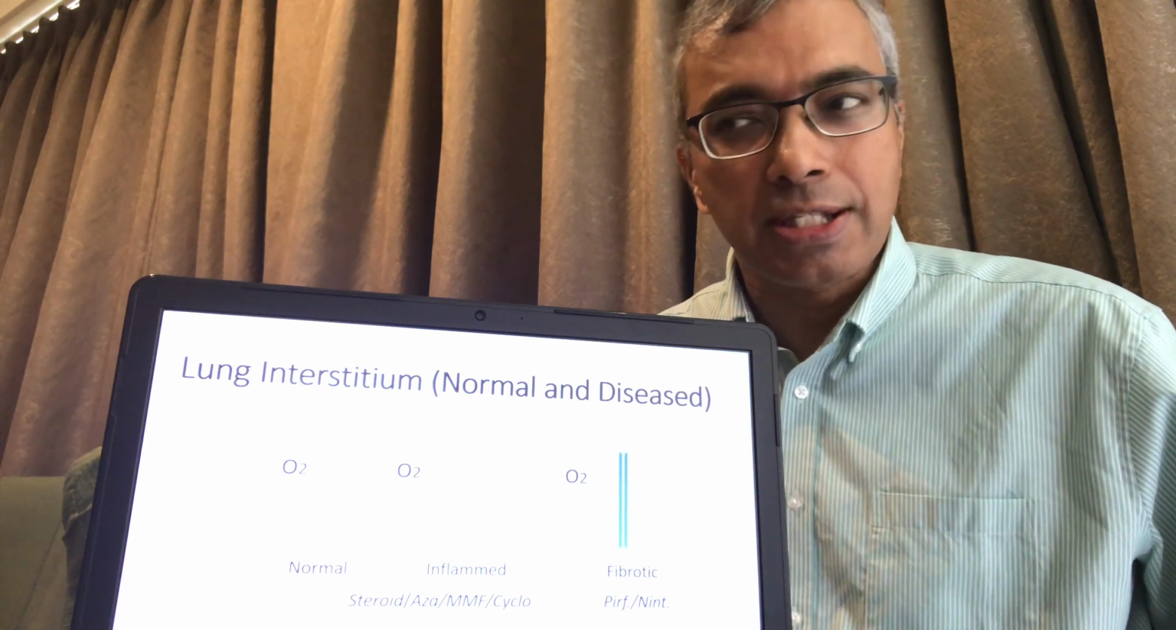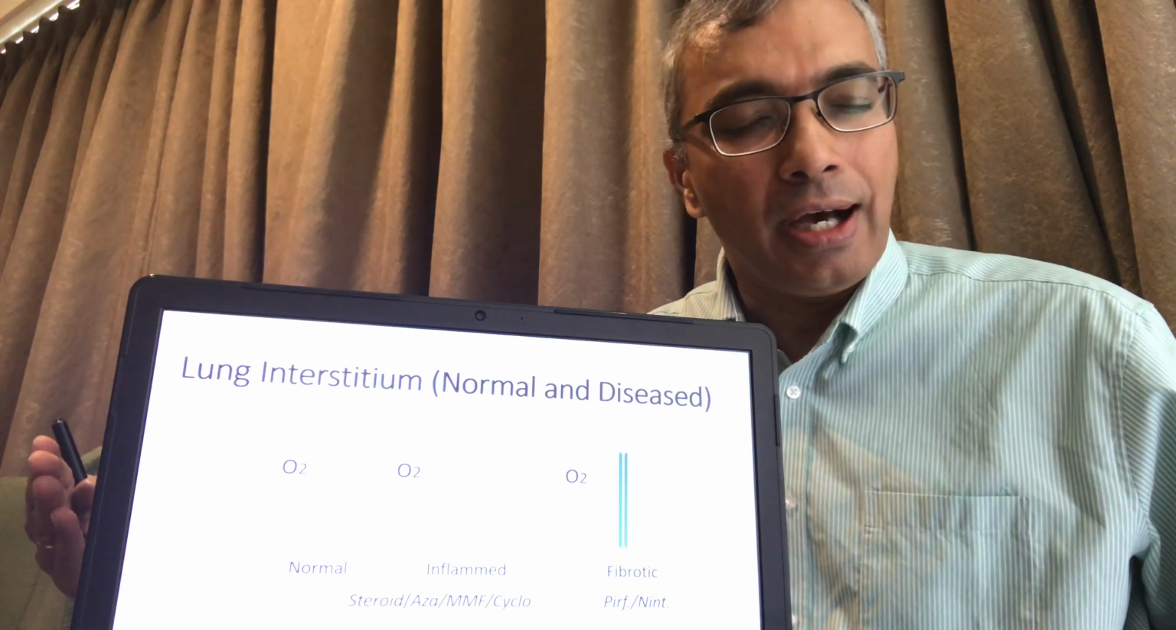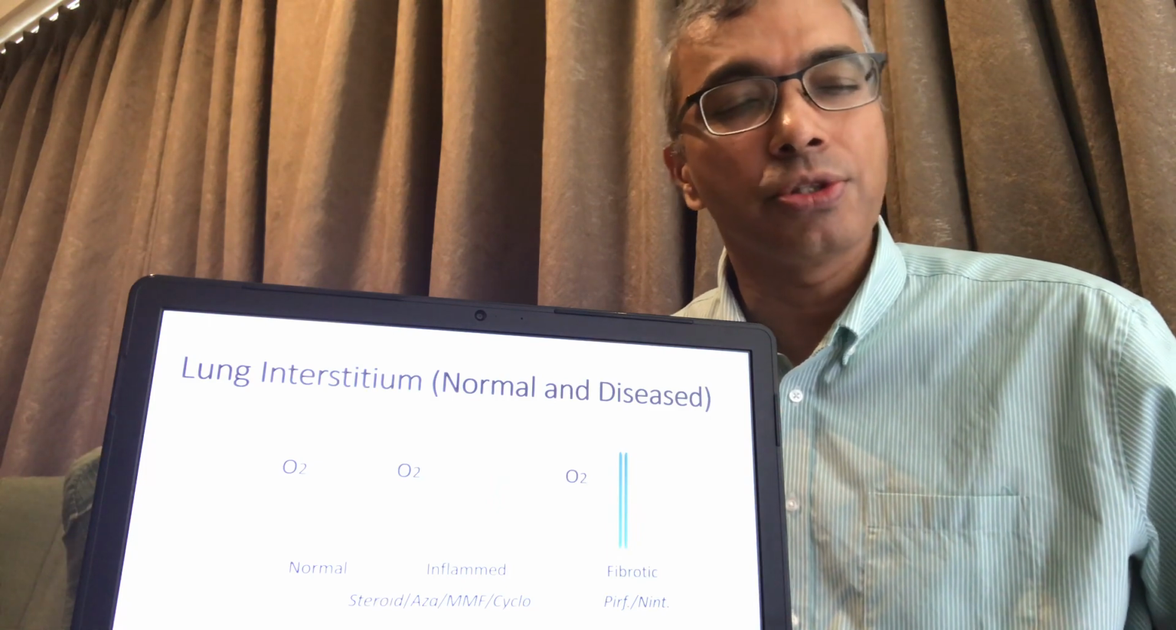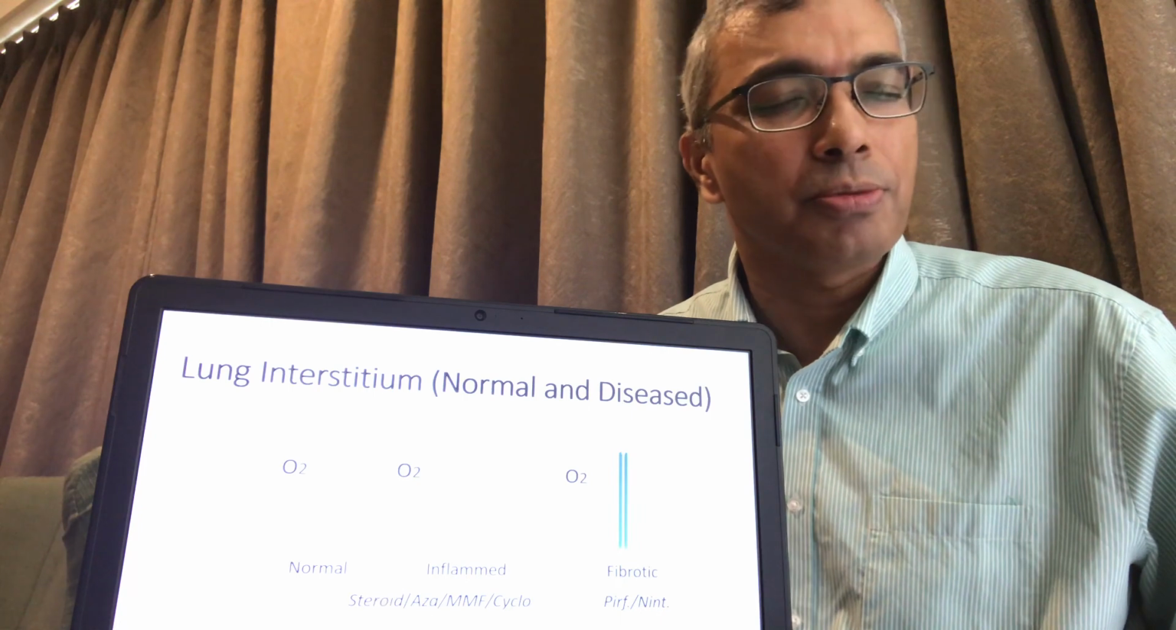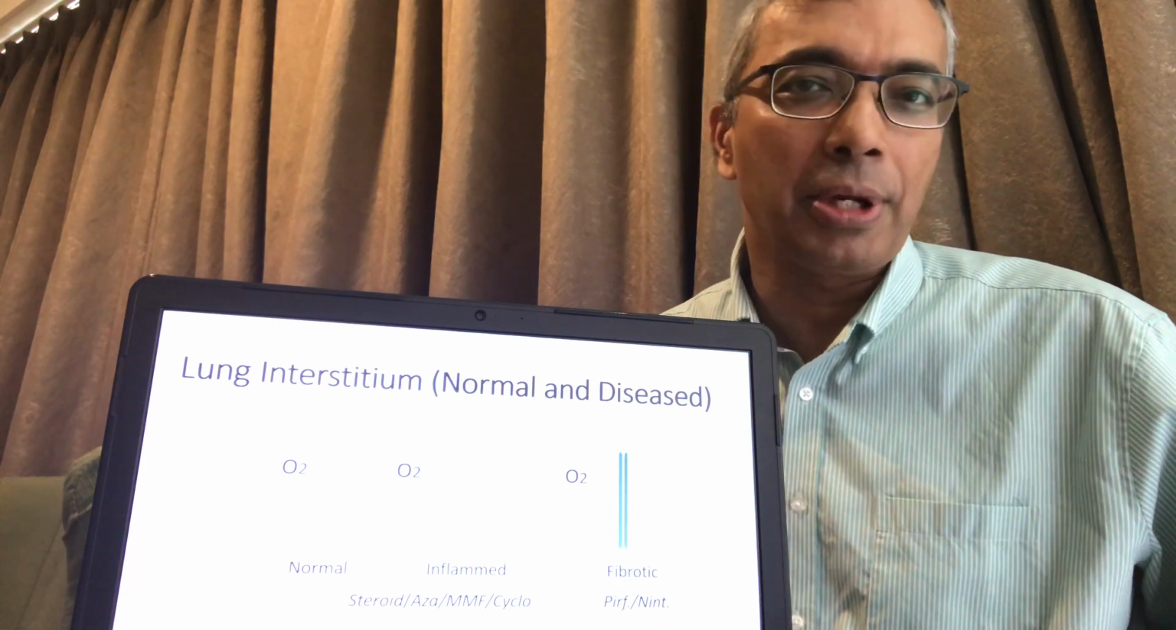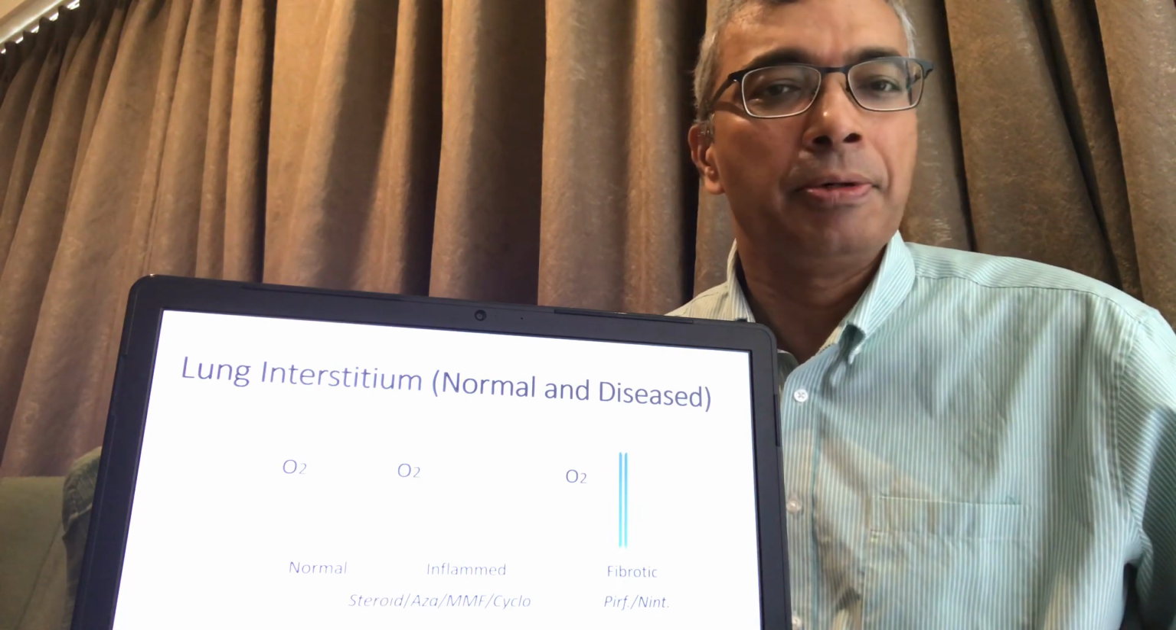And otherwise, just a simple test like walking, and you notice your oxygen saturation is dropping on a pulse oximeter, tells you that your interstitium is not functioning normally. So that's a rough guide to that.